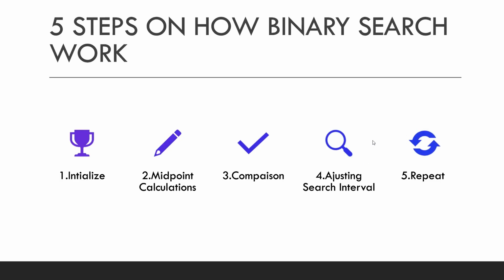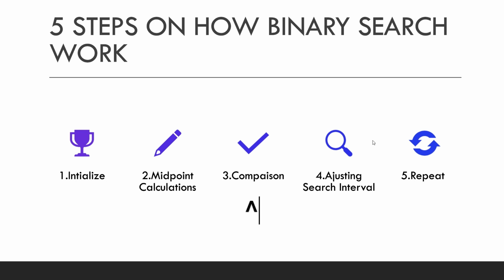5 steps on how binary search works. Number 1, initialize. When we say initialize, all we're saying is that we will start with the entire sorted array or list and define the leftmost and rightmost indices of the search interval. Number 2, the midpoint calculation. The midpoint calculation of the current search is just the middle of the interval. So that's all you need to know about the midpoint calculations.